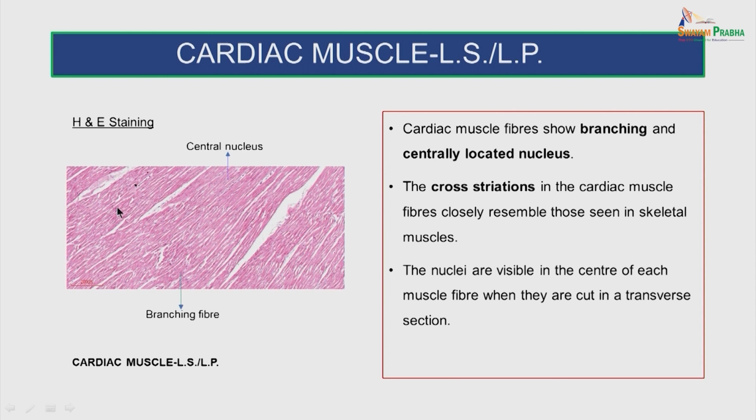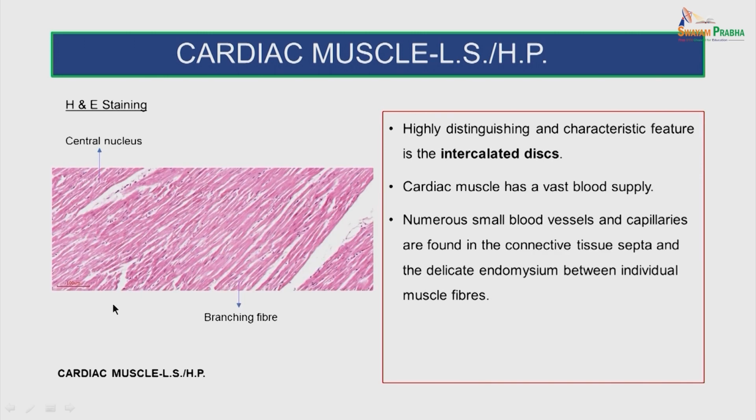This is a slide of cardiac muscle, longitudinal section, low power. The cardiac muscle fibers show branching and a centrally located nucleus. The cross striations in the cardiac muscle fibers closely resemble those seen in the skeletal muscles. The nuclei are visible in the center of each muscle fiber when they are cut in a transverse section.